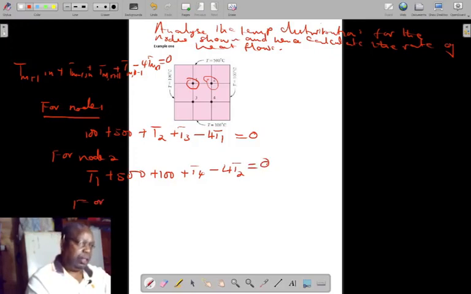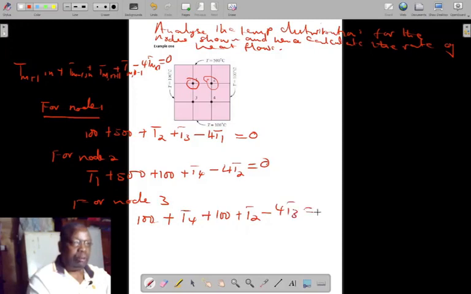Then for node 3 we have, going to the left, you go to the 100 degrees temperature. Going to the right, you go to T4. Going down again, you go to 100 degrees. Going up, you go to T2. And we are subtracting 4T3, which is equal to 0.